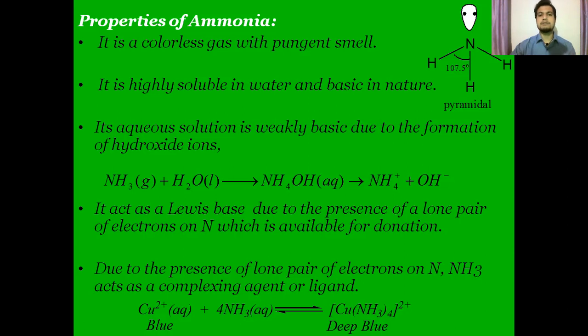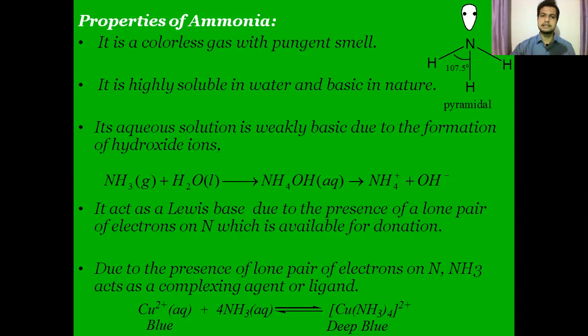Why? Because of the presence of a lone pair on nitrogen. Because of the presence of the lone pair on nitrogen, it acts as a Lewis base, which is available for donation. Because it is acting as a Lewis base, it acts as a very good complexing agent, or in simple words, we can call it a ligand. Ammonia combines with various transition metal ions to give you coordination complexes.